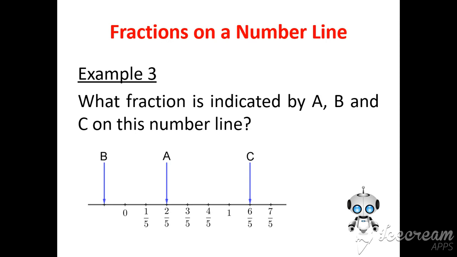And this would be 7/5. Once again, we're going back to 0 and we're going on the left-hand side of 0, which will be negative numbers. And we must be going to, what do you think? -1/5. So we've now figured out that A is 2/5, B represents -1/5, and C represents 6/5.